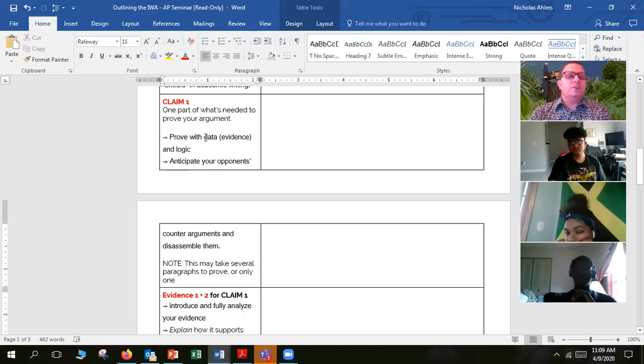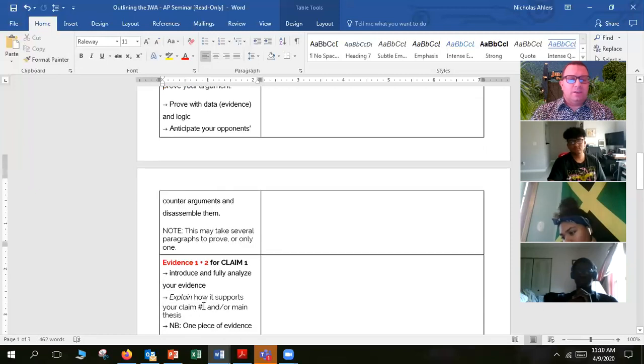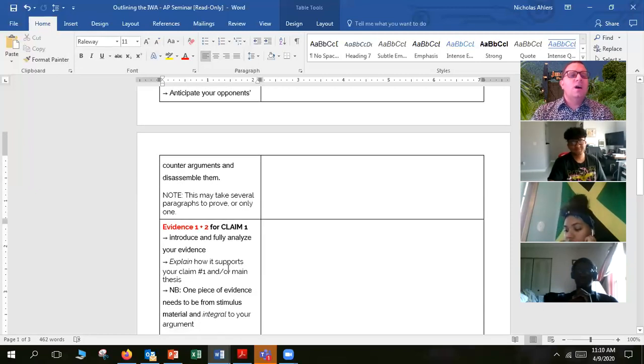And so each of your claims need to have data, okay? They need to have evidence. And this is also where you would begin to think about what the counterclaims are and start to provide evidence that would show that the counterclaims are incorrect, okay? And so your evidence goes along with it.